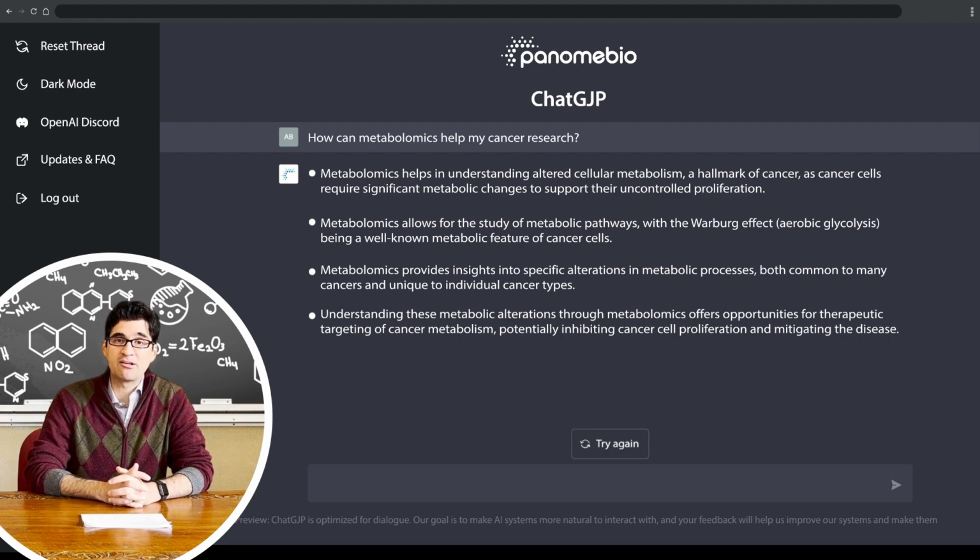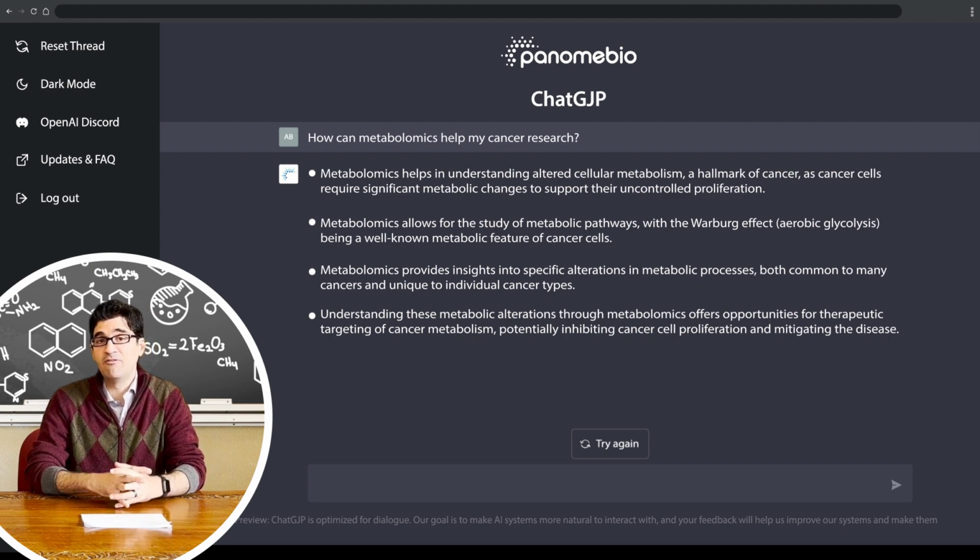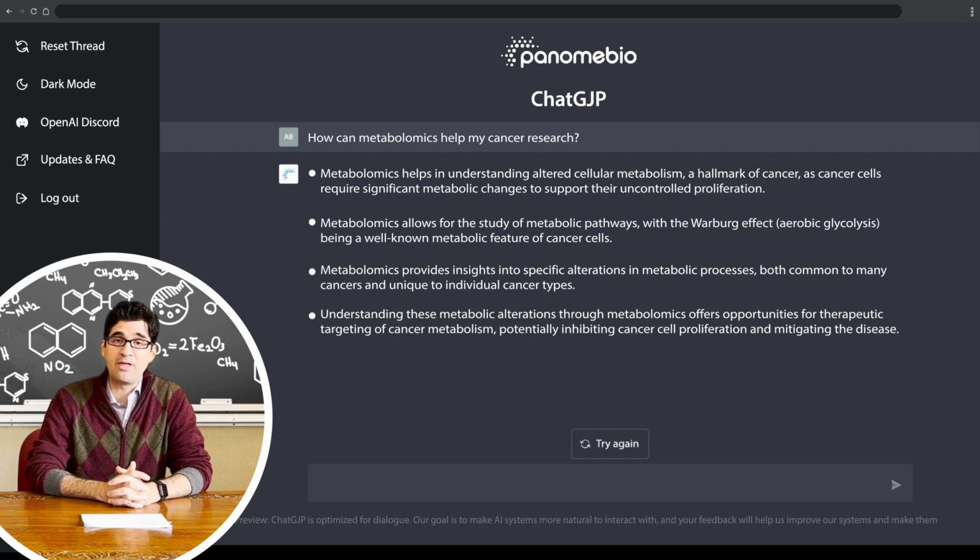So metabolomics provides us with an opportunity to study all of those processes, and that's very important because it's possible that we can target those metabolic processes therapeutically, and that provides a potential chance for us to try to block the proliferation of cancer cells and therefore mitigate disease.